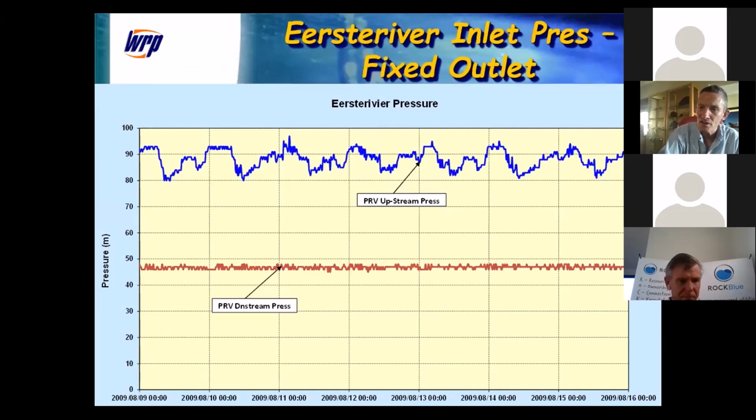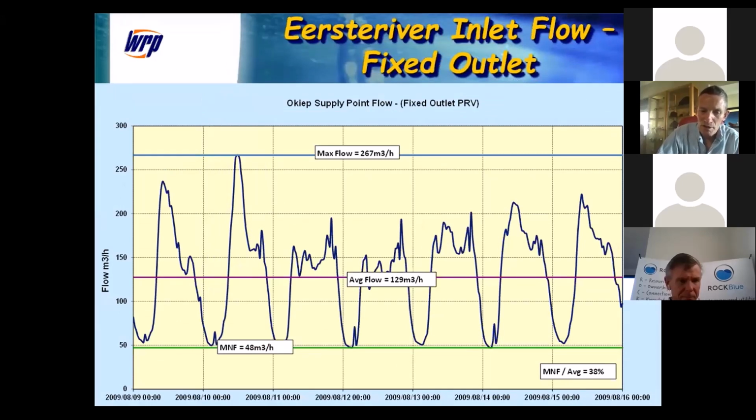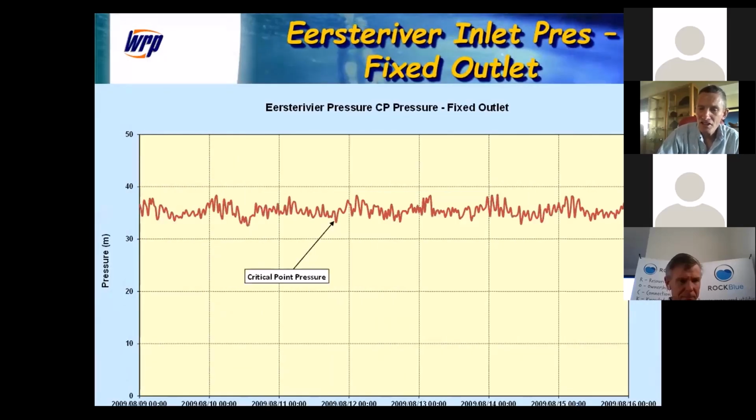So the red line represents the pressure going into the zone, and the blue line represents the original inlet pressure. So we dropped it from the blue line to the red line. So we've taken off about 40 meters of pressure. That dropped the minimum night flow from 150 down to about 48. So we basically took 2/3 of the leakage by simply reducing the pressure. The pressure at the critical point basically looked like this, which was about 38 meters.